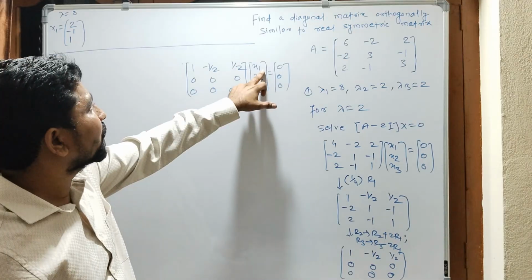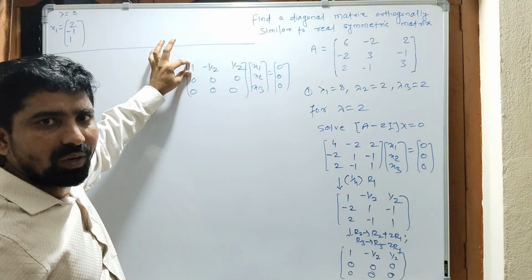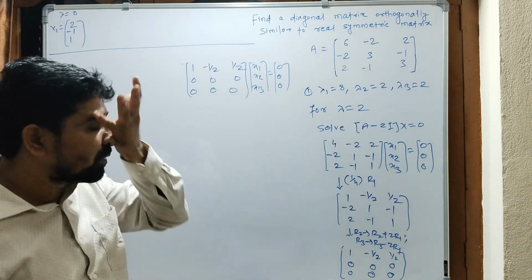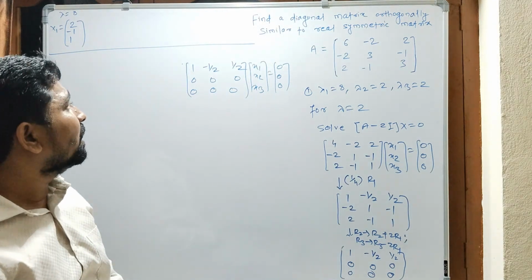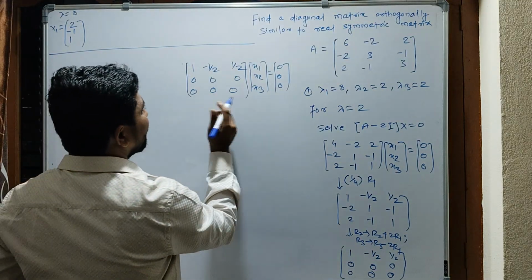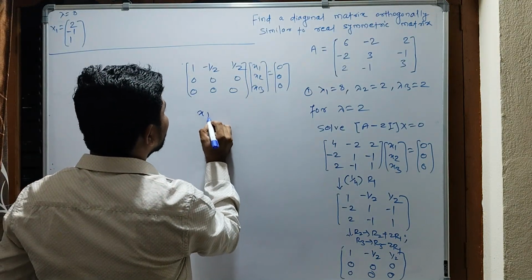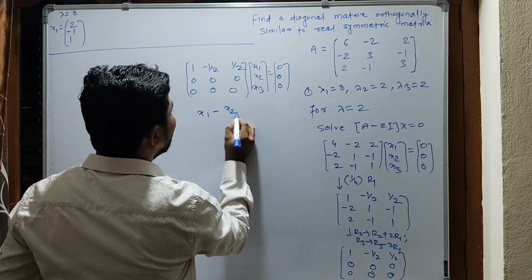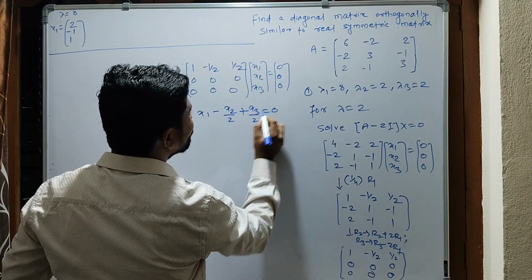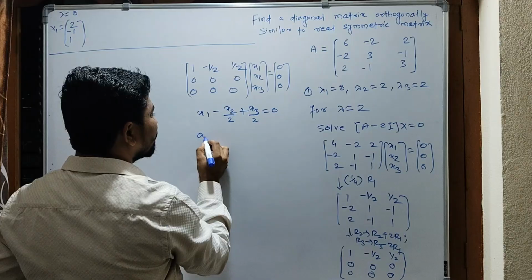But here, corresponding to x1 I have a leading element or pivot in my first column, but corresponding to x2 and x3 I don't have a pivot in the second column and third column. So that's why I am assigning parameters to those. By back substitution, x1 minus x2 by 2 plus x3 by 2 is equal to 0.